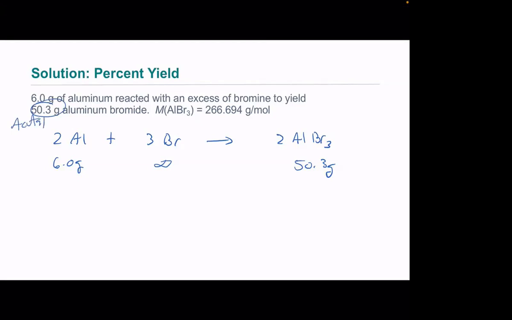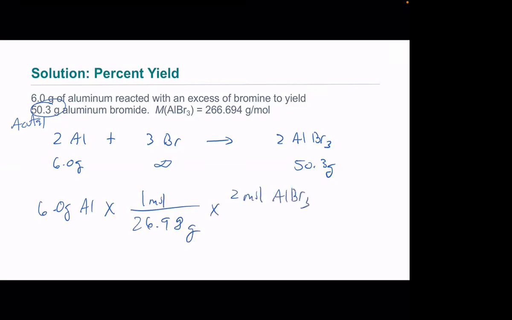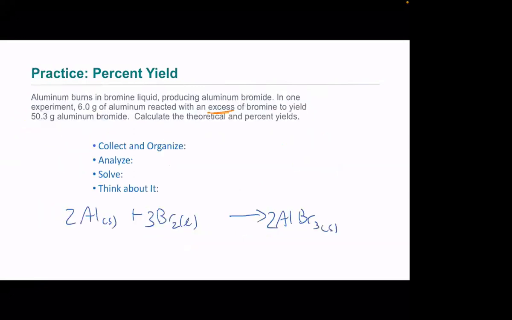That's the actual yield. The theoretical yield is what we're going to calculate: 6.0 grams of aluminum times, what's aluminum, like 26.98. 26.98 grams in 1 mole times 2 moles of aluminum bromide for every 2 moles of aluminum. 6 grams of aluminum reacted with excess bromine to yield 50.3 grams of aluminum bromide. Question says, calculate the theoretical and percent yields.